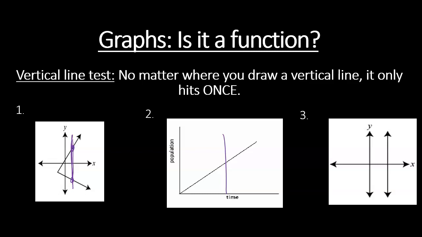Number 3 is the tricky one that most people get messed up on. If you put a vertical line on top of another vertical line, it's touching it in infinitely many places. It's touching it everywhere, so it is not a function. So number 1 was no, number 2 was yes, number 3, no.